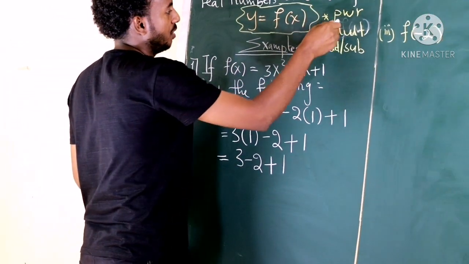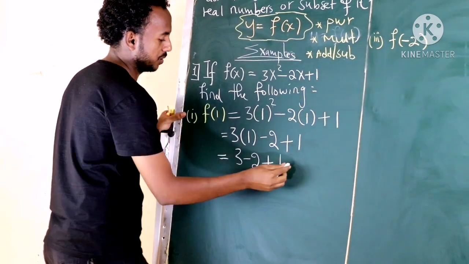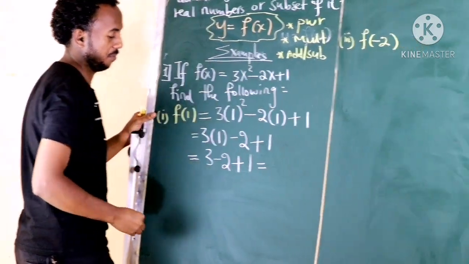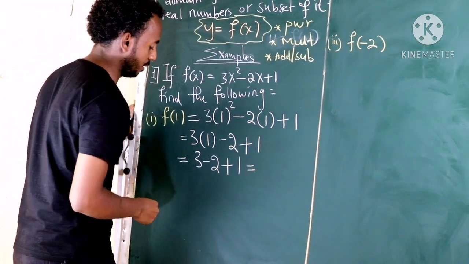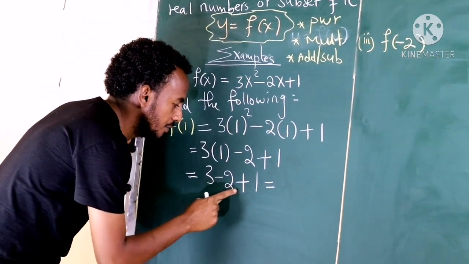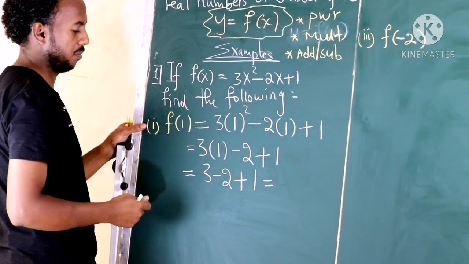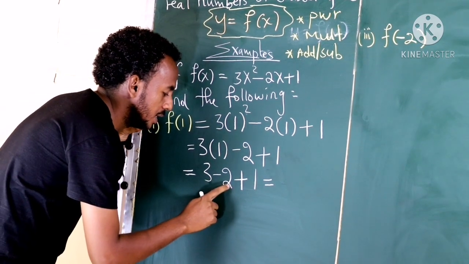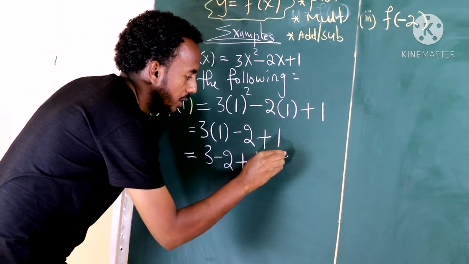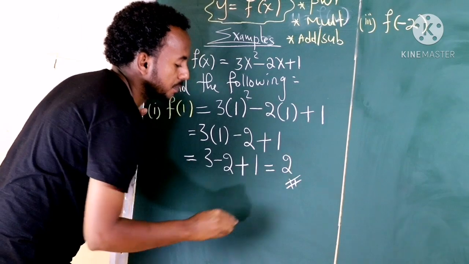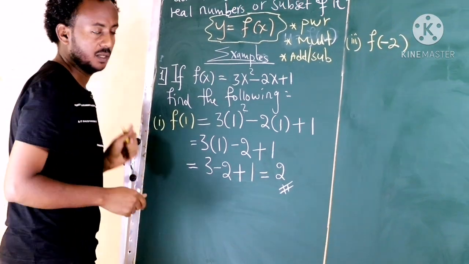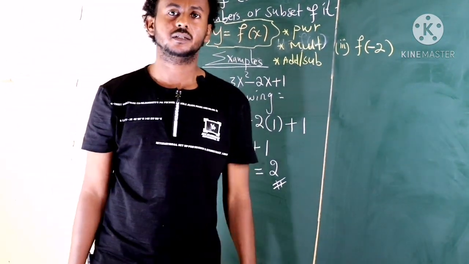Now we don't have power, we don't have multiplication, it's just addition and subtraction. You can begin with any one. Keep in mind that the signs are very important. 3 is positive, 2 is negative, 1 is positive. You can combine them in many ways. 3 minus 2 is just 1. 1 plus 1, it is 2. This is example number 1. Now we shall go to the second one.